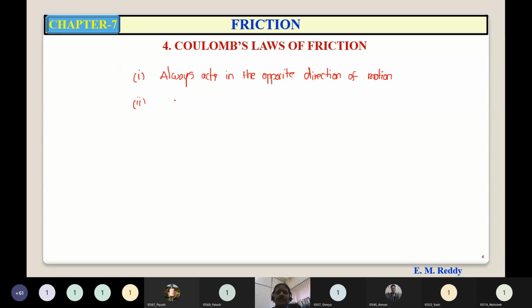Now the magnitude of the friction force does not depend on the area of contact between the body and the surface. Third, the magnitude of the friction force depends on the normal reaction.